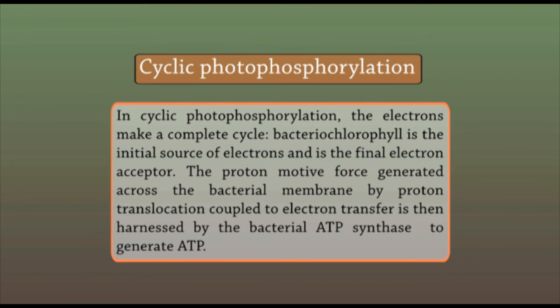Bacterial chlorophyll is the initial source of electrons, and is also the final electron acceptor. The proton motive force generated across the bacterial membrane by proton translocation coupled to electron transfer is then harnessed by the bacterial ATP synthase to generate ATP.